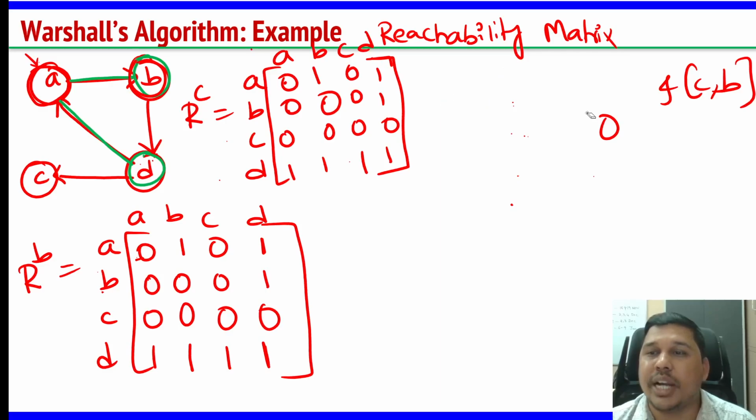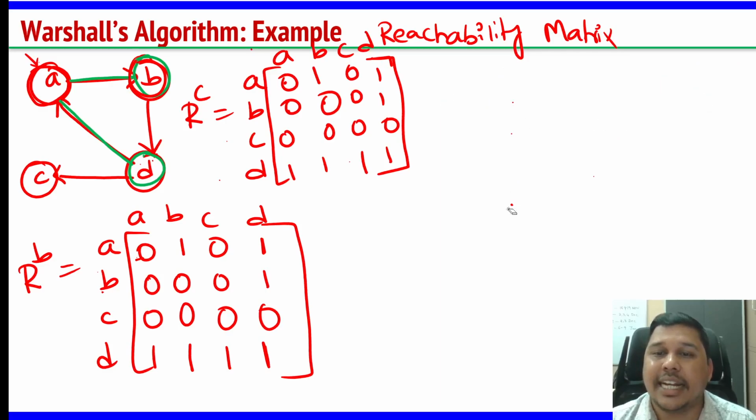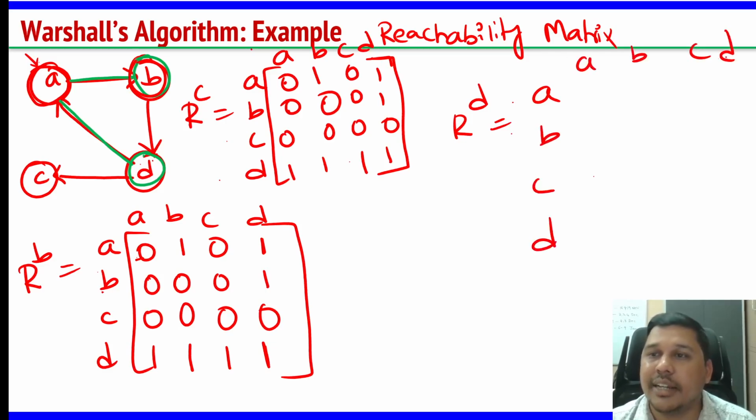Okay. Now let's take D as an intermediate. Choose D now, that is RD. RD will become A, B, C, D. Here also A, B, C, D.